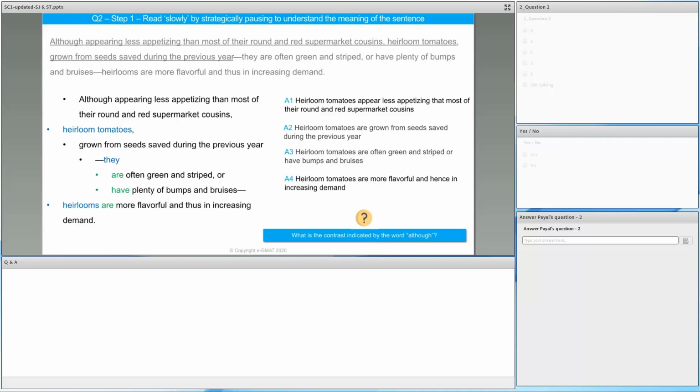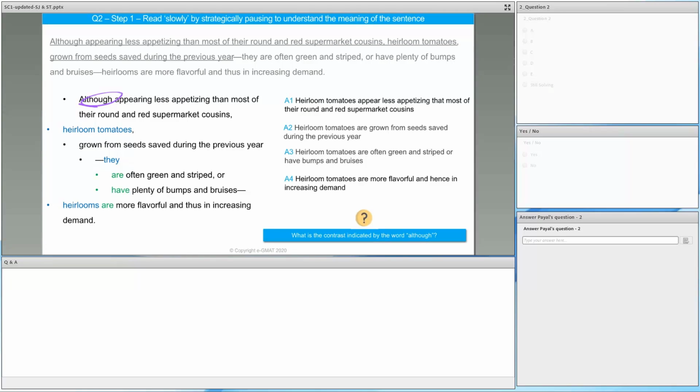Now, my next question is, what is the contrast indicated by the word although? Because that becomes a meaning check. We have to understand the contrast. And anytime we see although sitting here, we know we need that meaning to check our understanding of that contrast. So is it between aspect 1 and 2, aspect 2 and 3, aspect 3 and 4, aspect 2 and 4?